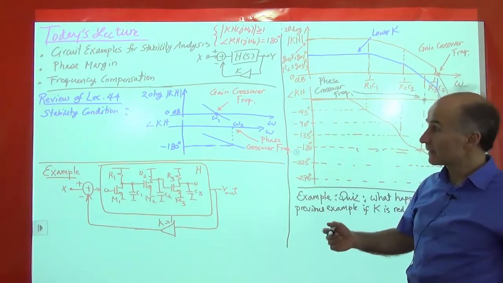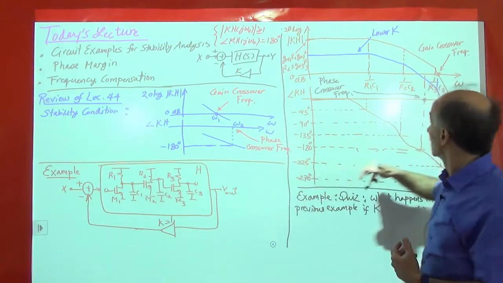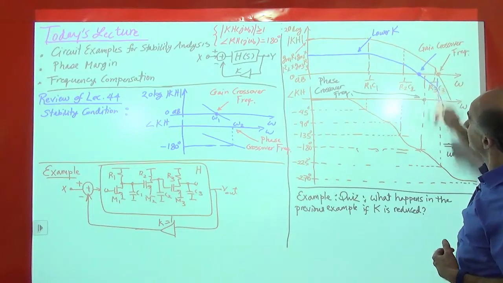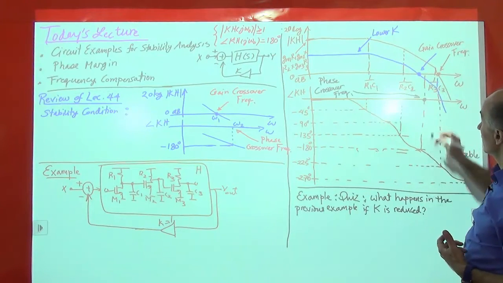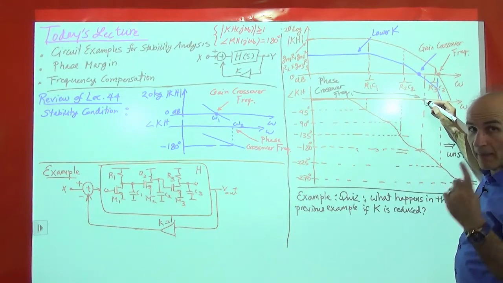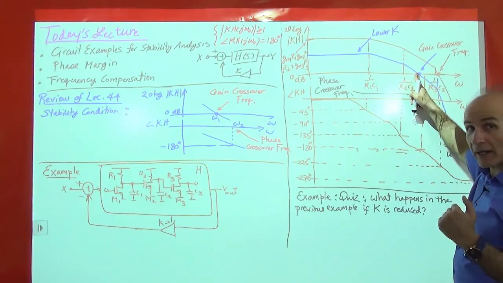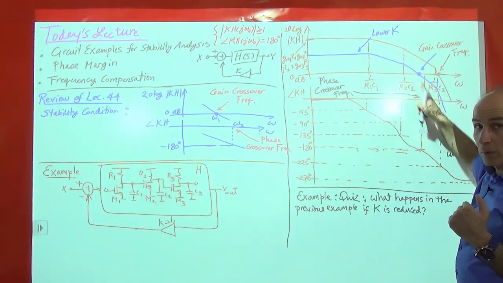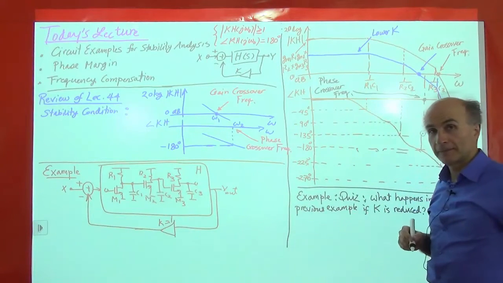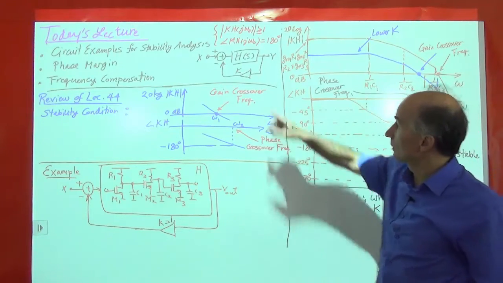All right, so now what happens in terms of stability? Are we closer to stability or are we farther? Well, you can see that now the gain crossover frequency is here, right? So the phase crossover frequency is here. So by reducing K, I managed to move the gain crossover frequency to the left. And if I do it enough, the gain crossover frequency will be lower than the phase crossover frequency, and that meets the stability condition.